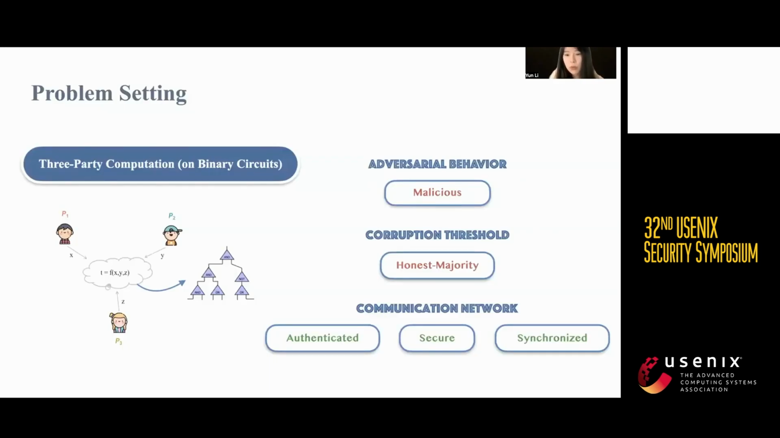In this work, we focus on three-party computation where the function is expressed by a binary circuit. We consider a malicious adversary who controls a corrupted minority under an honest majority, and assume that the communication network is authenticated, secure, and synchronized.